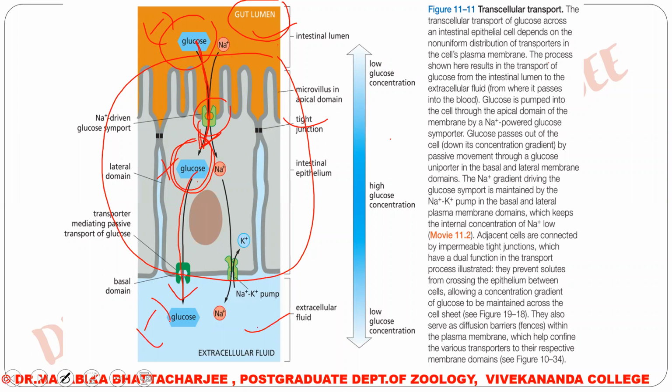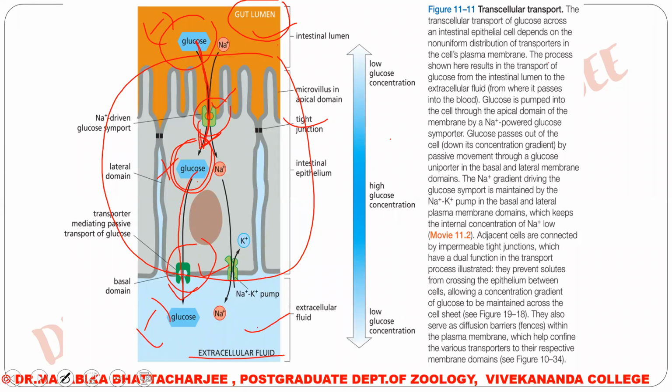So initially, glucose moves from low to high via the sodium glucose symport. And now glucose is moving from high to low via the glucose transporter, the transporter that helps in transport of glucose. So here we have secondary active transport. Here we have the passive transport. So this is how glucose is often transported from the gut via the intestinal epithelium to the extracellular fluid. We are seeing on one side.